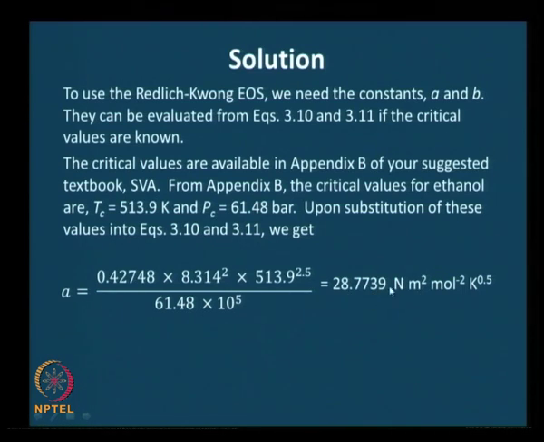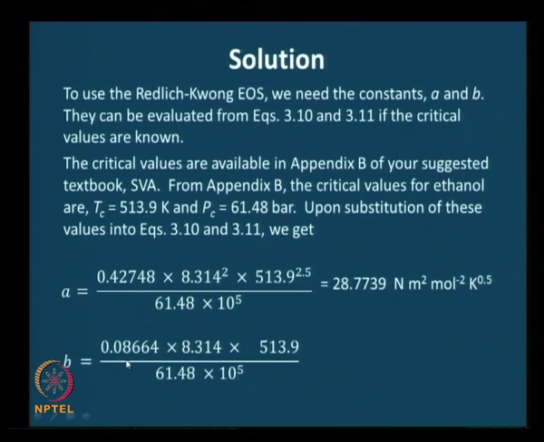A turns out to be 28.7739 Newton meter squared per mole squared Kelvin to the power of 0.5. Similarly, B in terms of the critical values is 0.08664, this was the constant in the equation, times R 8.314 times Tc, which is 513.9, divided by Pc, which turns out to be 6.021 × 10^-5 meter cubed per mole. This is the volume of the molecules.